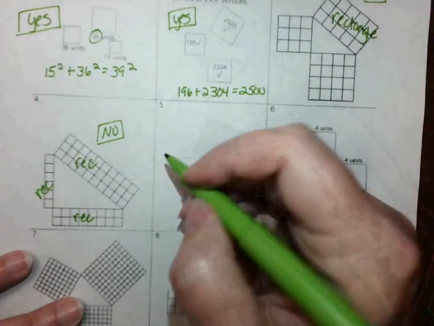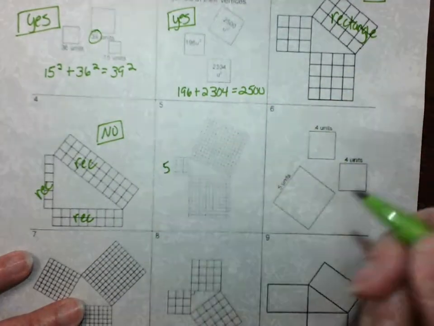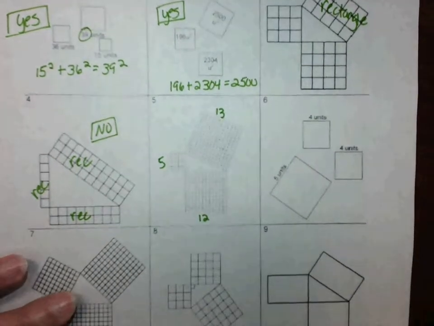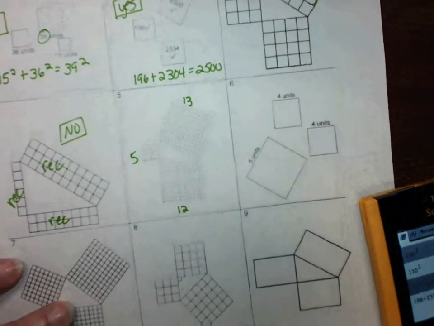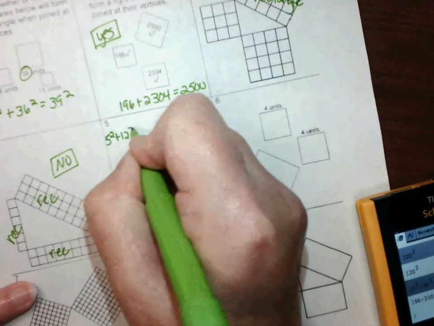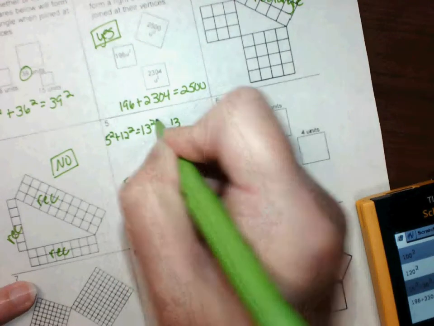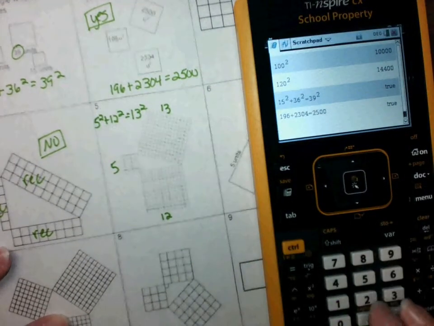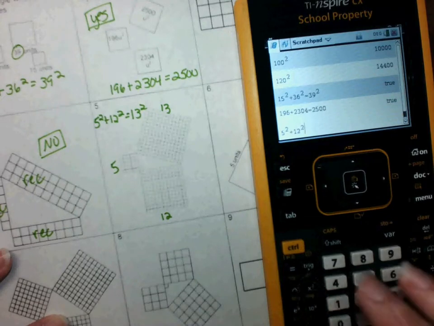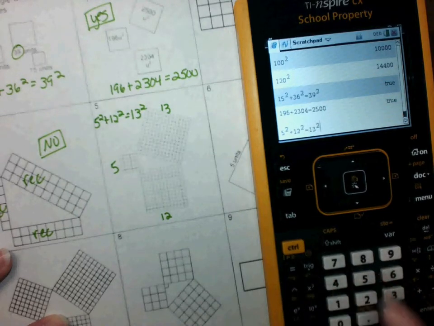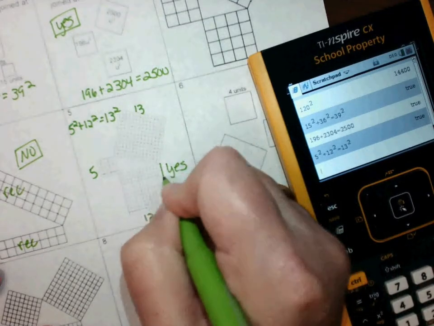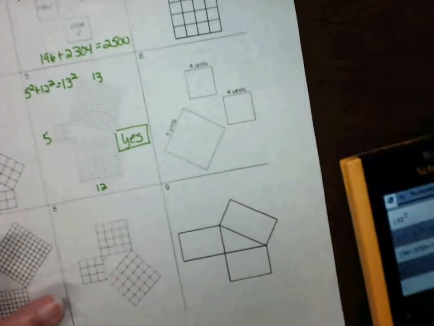All right? This is a 5, this is a 12, and this is a 13, if you count those squares. So, does 5 squared plus 12 squared equal 13 squared? It's a common Pythagorean triple. I know it does, but I'm just going to prove it. Yes, this is a good model of the Pythagorean theorem.